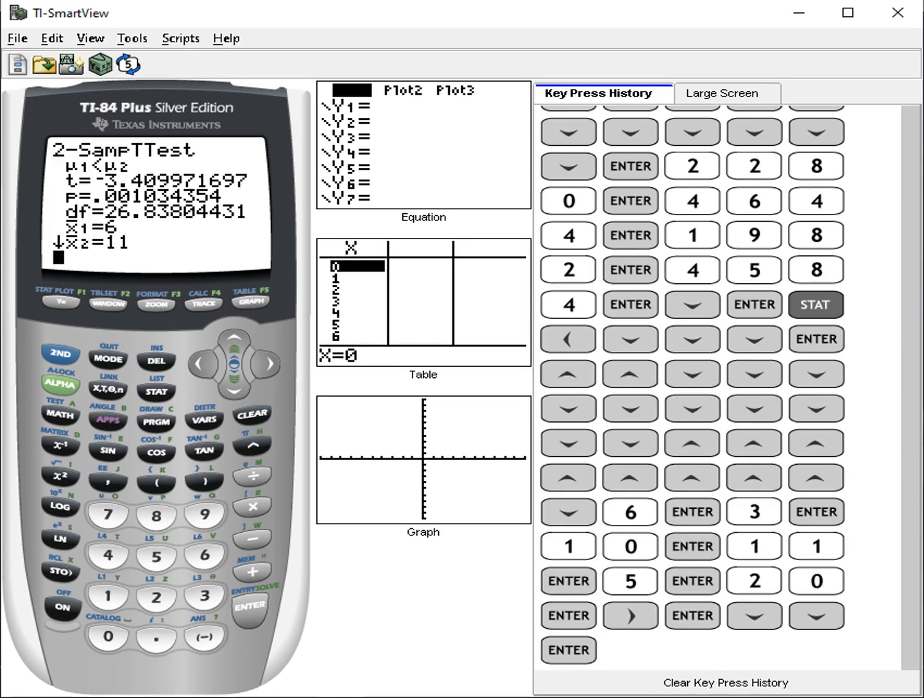And that'll give us this information. It gives us our test statistic, that's the t. It gives us our p-value, that's the p. It gives us degrees of freedom, which in practice we don't typically care about, and then reiterates some of the information that we already input, the sample means, for example.